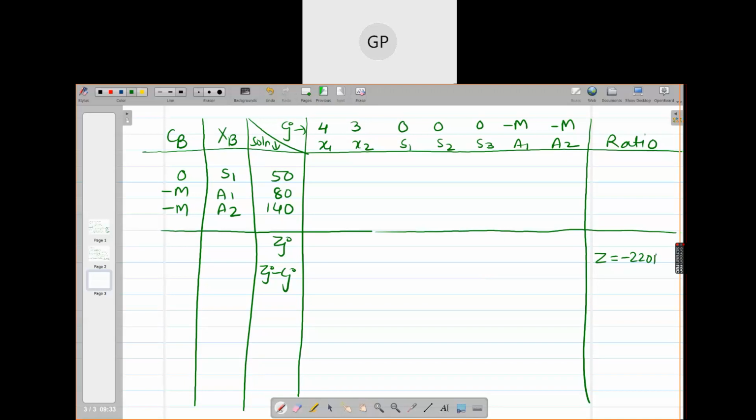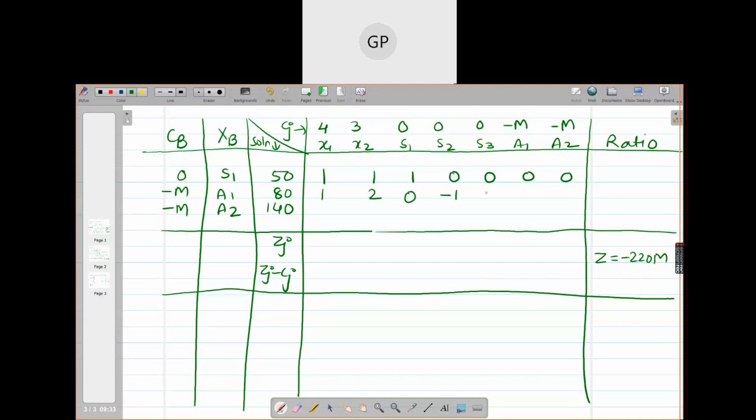Minus 220 m. Come on, be quick, girls. 1, 1, 1, 0, 0, 0, 0. Then 1, 2, 0, minus 1, 0, 1, 0. 3, 2, 0, 0, minus 1, 0, 1.